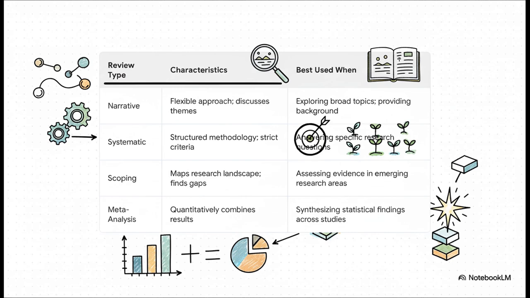A narrative review is your flexible, all-purpose tool. It's great for exploring broad topics. But if you have a very specific question, like in medicine, a systematic review with its super strict rules is what you need. A scoping review is perfect for when you want to map out an entire field to see what's out there. And a meta-analysis, well, that's a statistical powerhouse that lets you combine the actual numbers from a bunch of different studies into one.